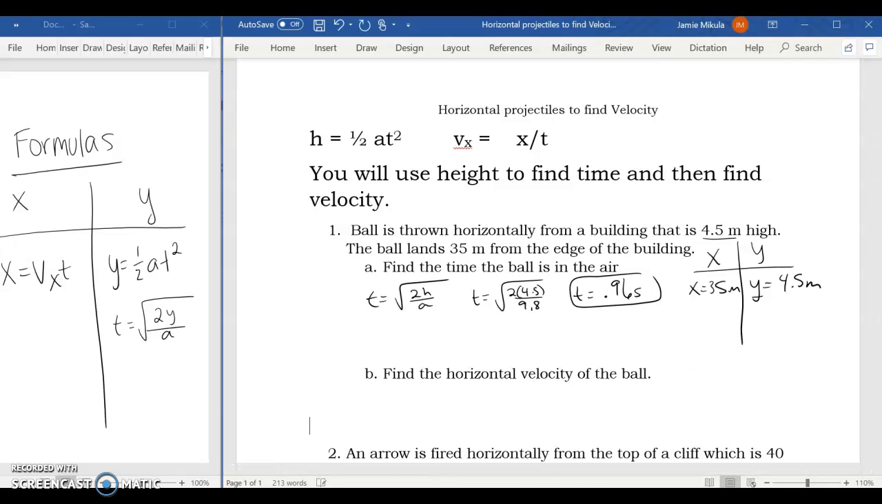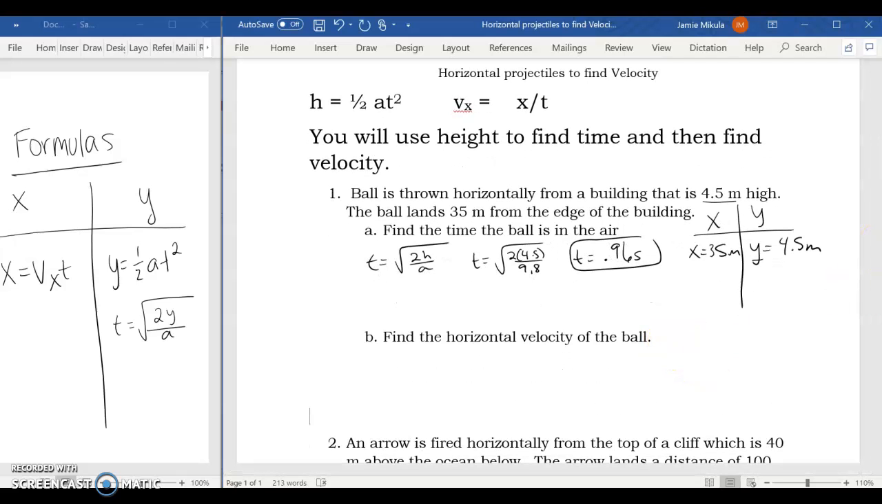And then if you want to find the horizontal velocity of that ball, horizontal velocity is Vx. So I use this formula over here, x equals Vx times t. If you want to have it already solved for Vx, it's just x divided by t. So he's listed that there. So I'm going to put Vx equals x over t. Vx equals x is 35. T is 0.96. So my answer is 35 divided by 0.96 is 36.5. And that's meters per second since it was a velocity.